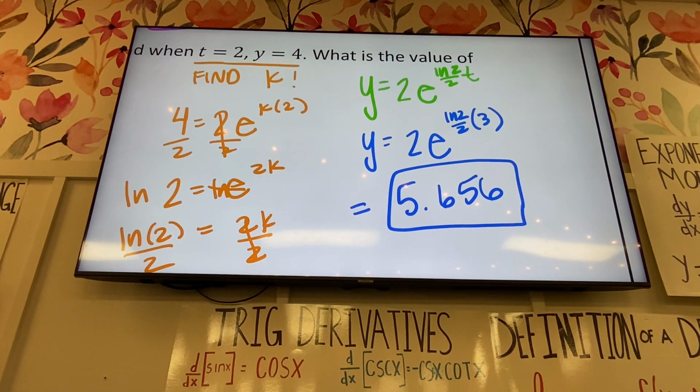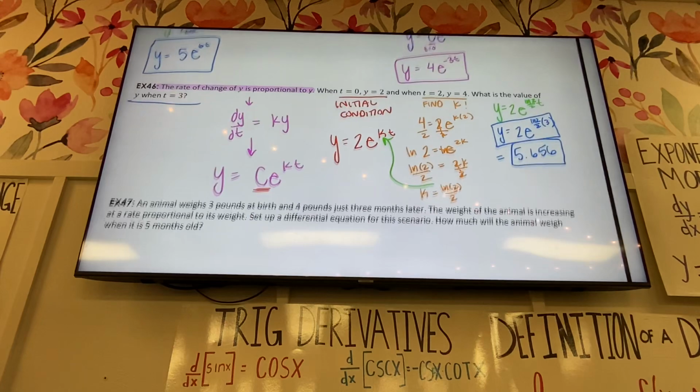Could we leave it like this, 3 ln of 2 over 2? Yes, you could leave it like this. If it's FRQ. Yeah, if it's FRQ. If it was multiple choice, they'd probably have the decimals. But if it was FRQ, I'd just leave it.